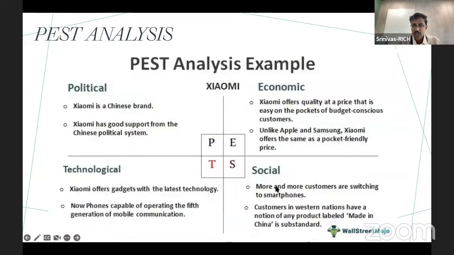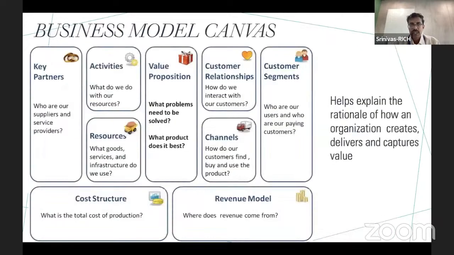And then social is, more and more consumers are switching to smartphones. So smartphone is a very accepted behavior. Consumers in Western nations have a notion that any product label made in China is substandard. So these are social aspects. Now Xiaomi has to weigh these in and take a call whether they want to launch a particular product in the US as a Chinese brand, or they want to actually set up a US entity, US brand completely, and then go through it in that fashion, right? Such analysis.